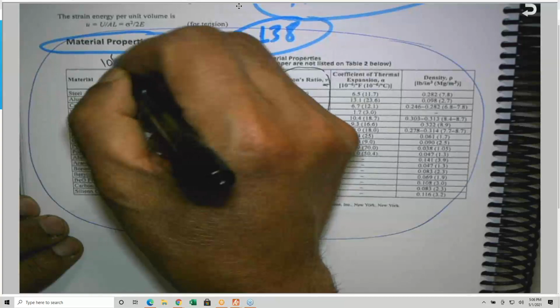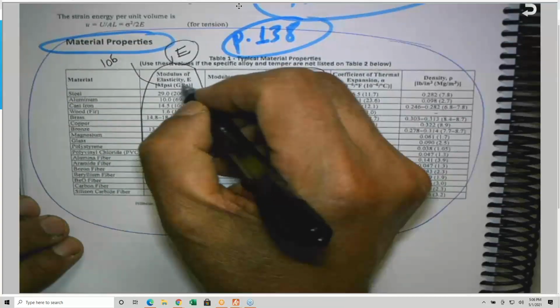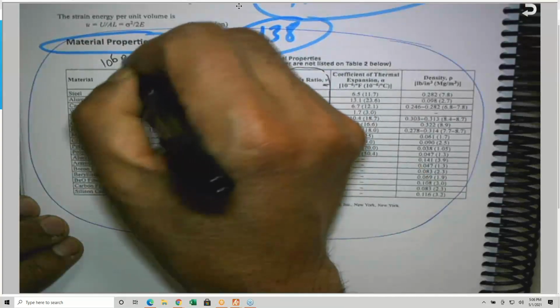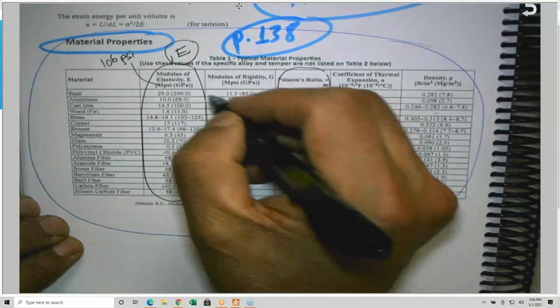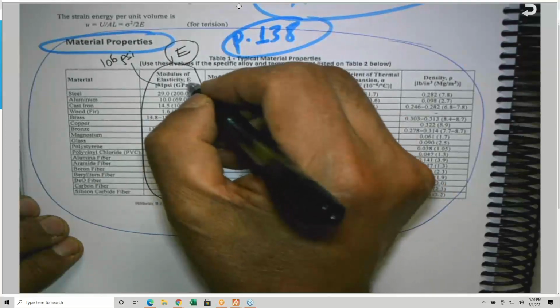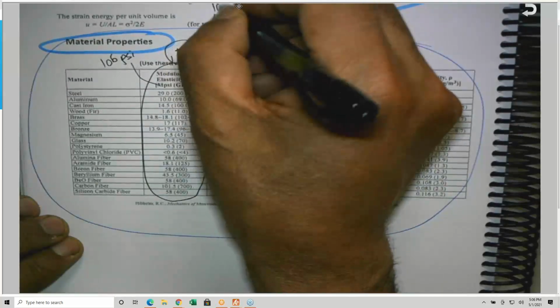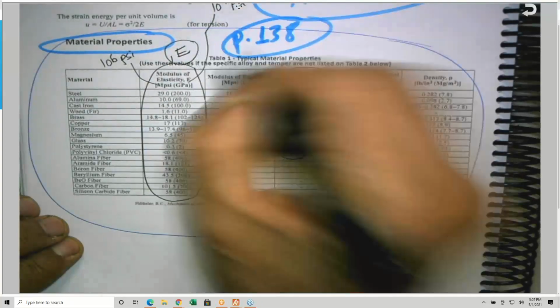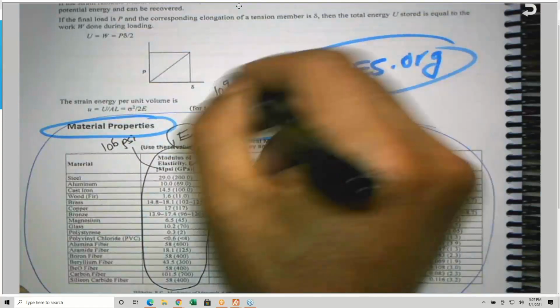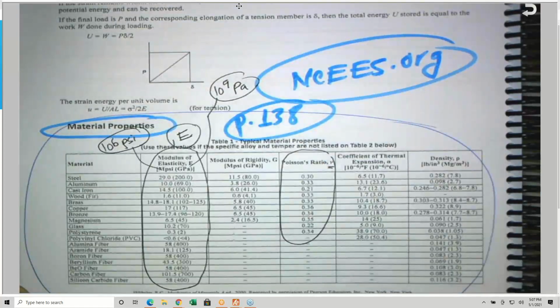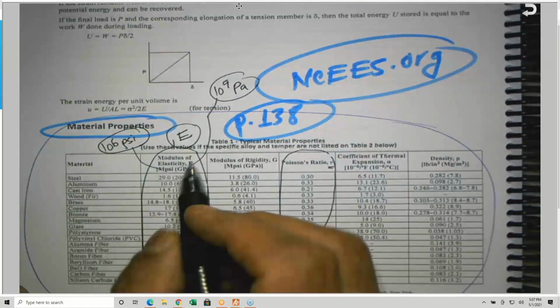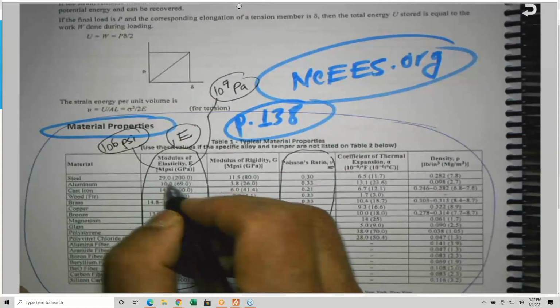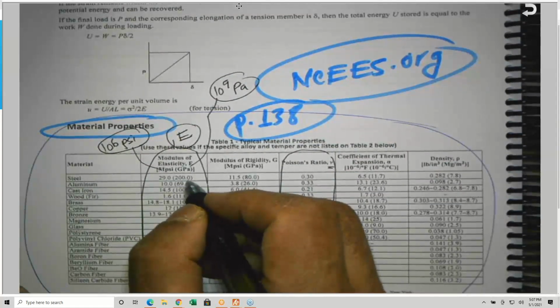Mega is 10 to the 6, and mega PSI. The one next to it is GPa. Giga is 10 to the 9, and Pascal is Newton per meter square. So gigapascal, we know Pascal is Newton per meter square. For example, for steel, we use 29 million PSI or 200 gigapascal.